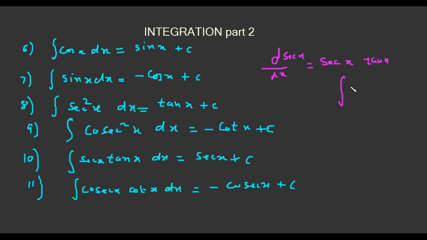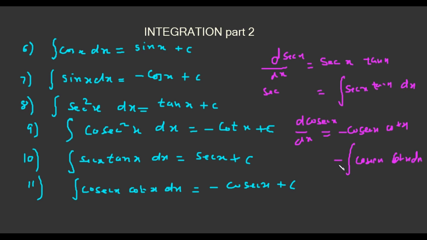Derivative of sec x with respect to x is sec x tan x. So integration of sec x tan x with respect to x becomes sec x. Now derivative of cosec x with respect to x is minus cosec x cot x. So integration of cosec x cot x with respect to x becomes minus cosec x as shown here.